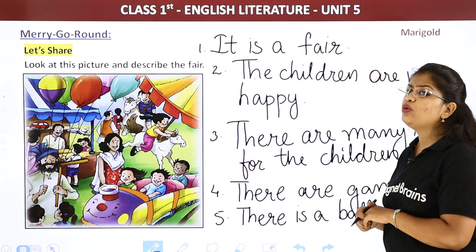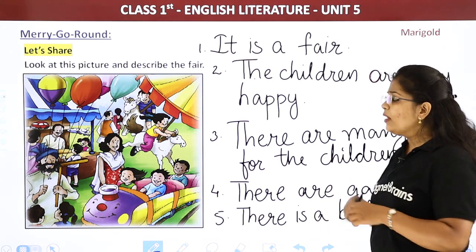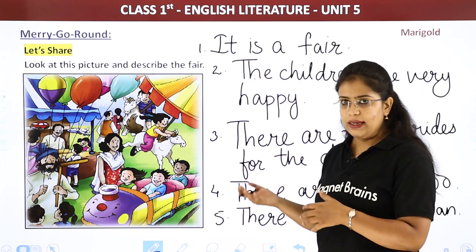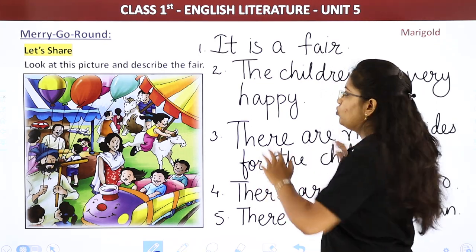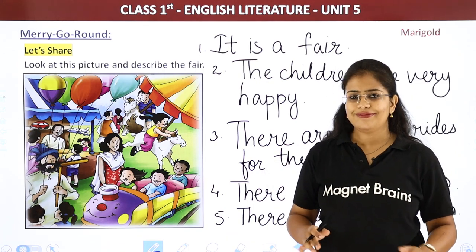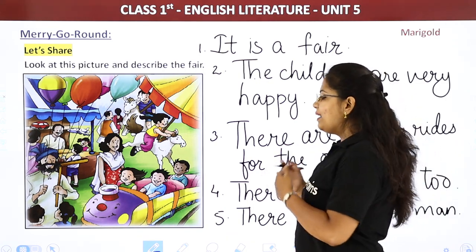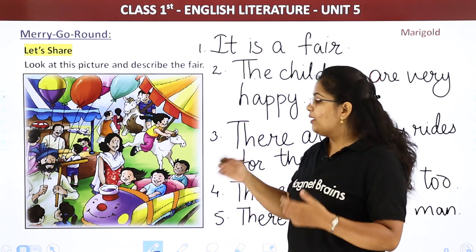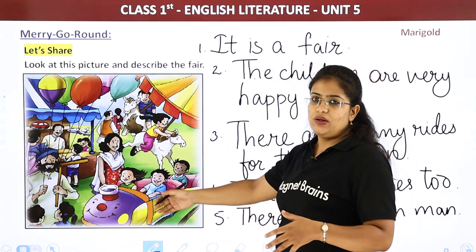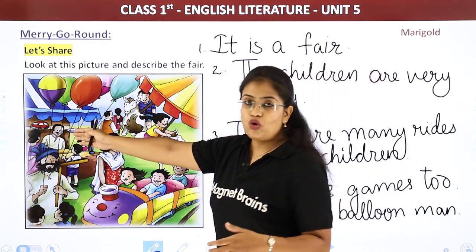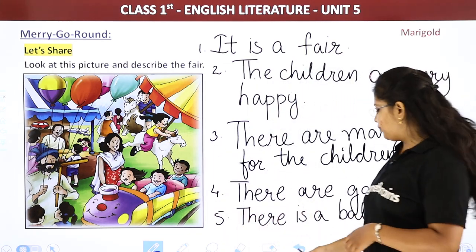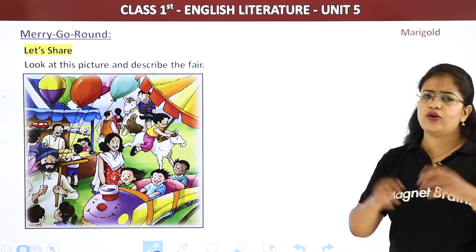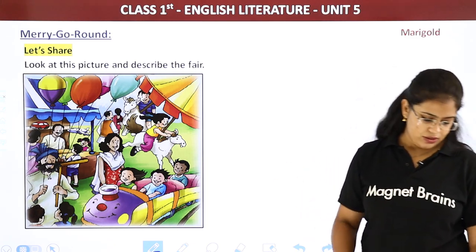Now, if you want to add anything else, agar aap iske alawa kuch aur likhna chahte ho, then you can write it. Theek hai? There is no compulsion that jo ma'am ne bola wahi likhna hai. So, you can write anything you want. Like the parents are there with the children. There are a lot of toys in the fair. You can write whatever you like. You are free to use your imagination.